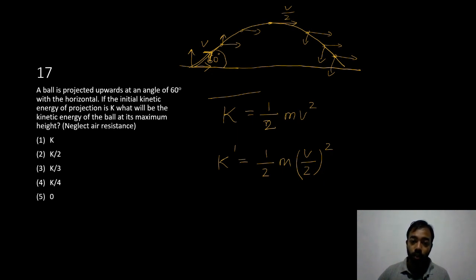By simplifying this, K dash should be equal to K over 4. You can also see this by intuition: when the speed is halved, the square becomes v squared over 4, so the kinetic energy should be reduced by a factor of 4. So the answer is option number 4.